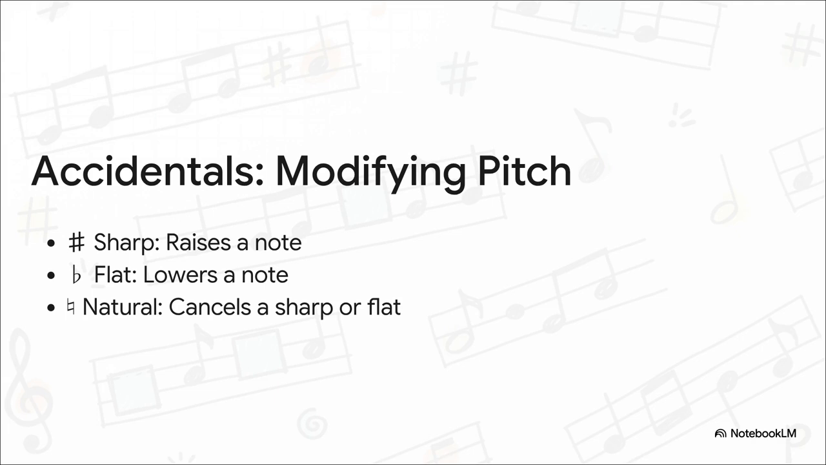Now, what if a composer wants to use a note that isn't one of the standard notes on the lines or spaces? Well, that's where our script needs a little twist. We use these symbols called accidentals. A sharp raises a note just a little bit, a flat lowers it just a little bit, and a natural sign just cancels out a previous sharp or flat. Think of these as the spices you add to a recipe to give it a really unique flavor.